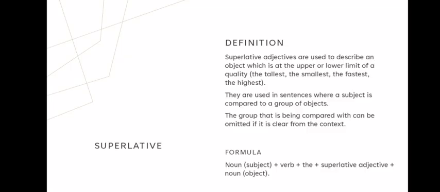And the next is superlative. Superlative adjectives are used to describe an object which is at the upper or lower limits of a quality. They are used in sentences where a subject is compared to a group of objects. The group that is being compared to can be omitted if it is clear from the context. The formula is subject plus verb plus the plus superlative adjective plus object.